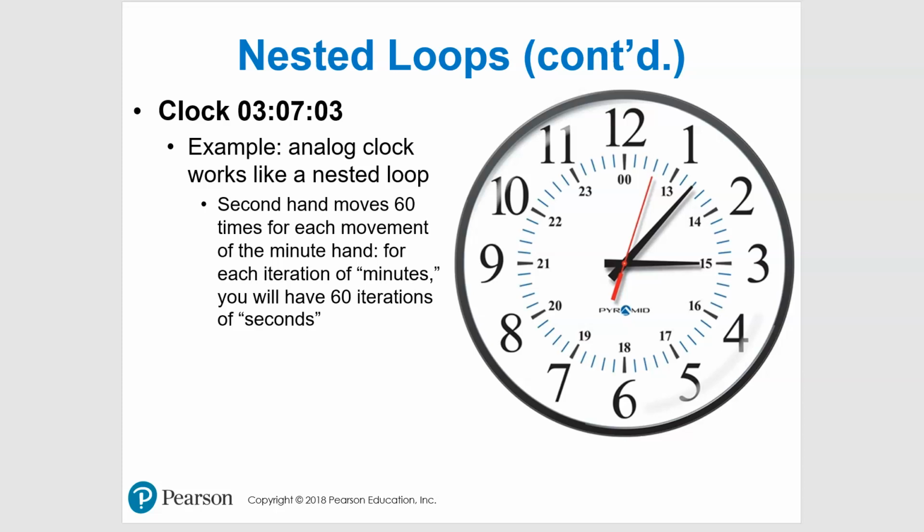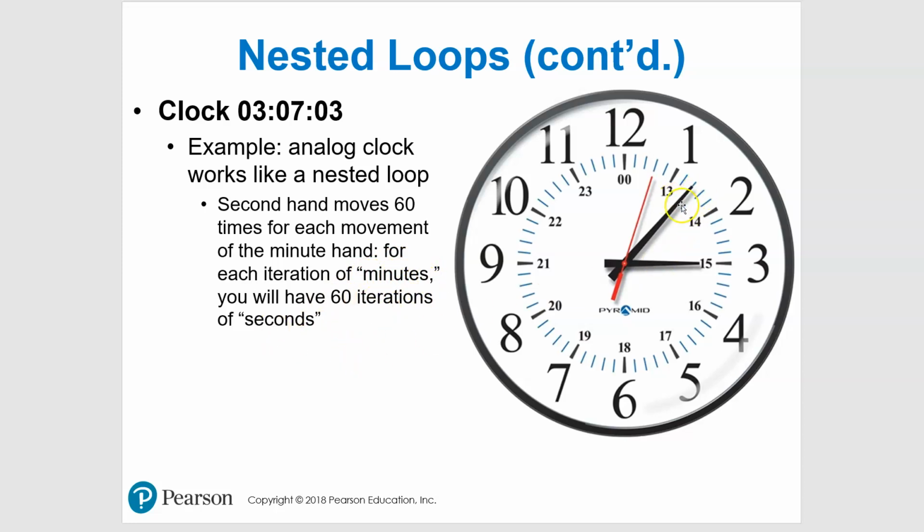And let's look at a clock. So if we're talking about a clock, you can see on here we have the minute hand, the hour hand, the second hand. And when you're considering how this works as a nested loop, think about this. The second hand is going to move 60 times for each movement of the minute hand. Or in other words, for each iteration of minutes, you will have 60 iterations of seconds.